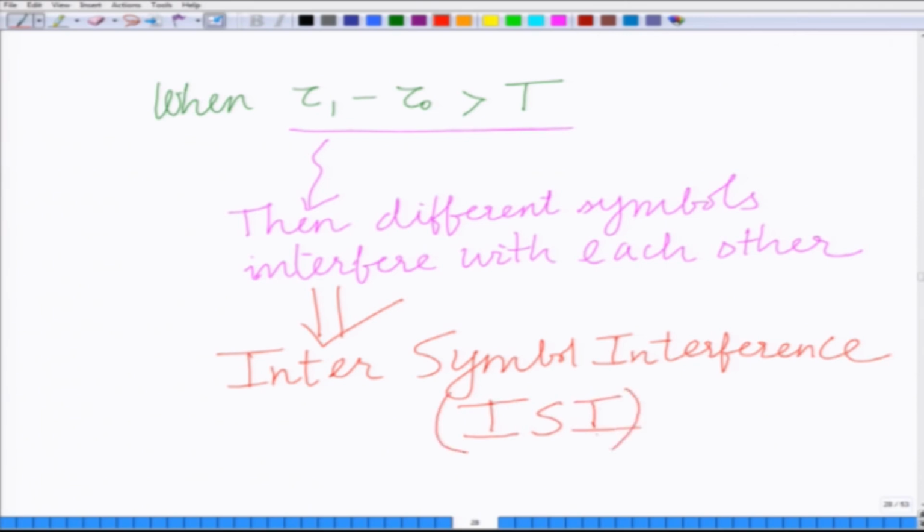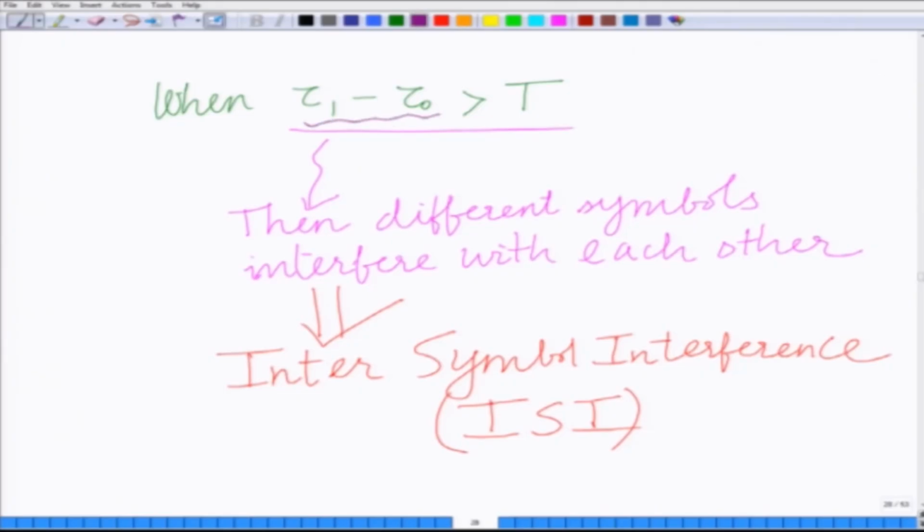But now look at what is tau 1 minus tau naught. Tau 1 is the delay of the last arriving signal component, tau naught is the delay of the first arriving signal component. So, tau 1 minus tau naught in this scenario is nothing but the delay spread of the wireless communication channel. This is the delay spread sigma tau, and when this is greater than T, that is the symbol time, we say that it leads to inter-symbol interference.